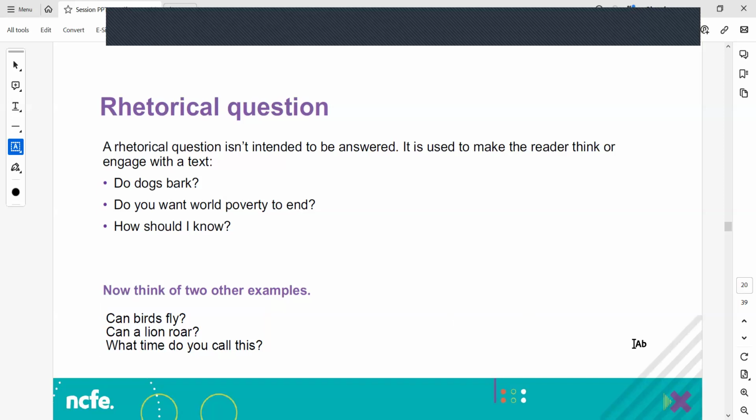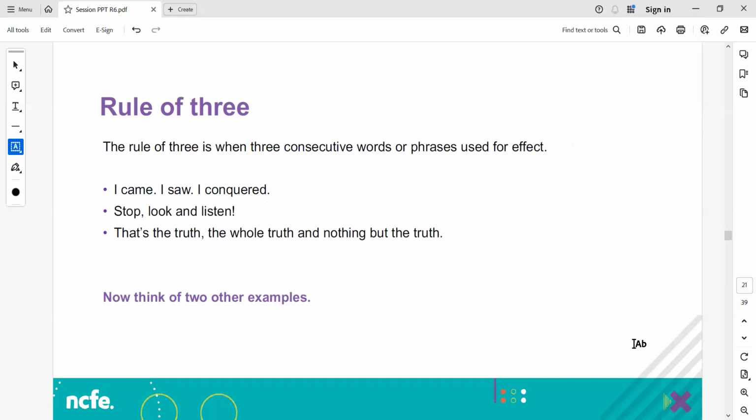Okay, well done. The rule of three. This is when consecutive words or phrases are used for effect. We see them in lots of places, in literature, in poetry, also used in information campaigns or advertising. So "I came, I saw, I conquered." I think that's from Shakespeare. So a literary effect, the repetition, the rhythm of it.